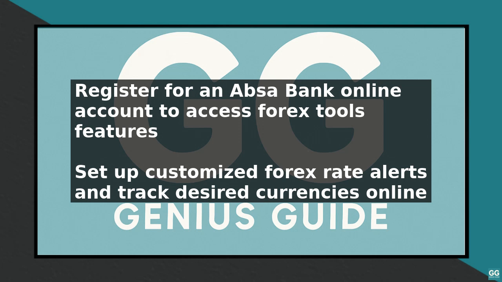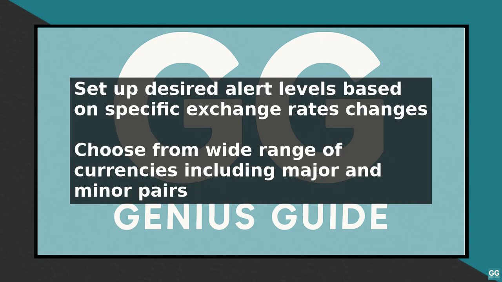Once you have logged into your account, navigate to the Forex section and select the currencies you are interested in tracking. You can choose from a wide range of currencies, including major and minor pairs. Next, set up your desired alert levels, which can be based on a specific exchange rate or a percentage change in the rate. For example, you can set up an alert to notify you when the US dollar to South African rand exchange rate reaches a certain level.